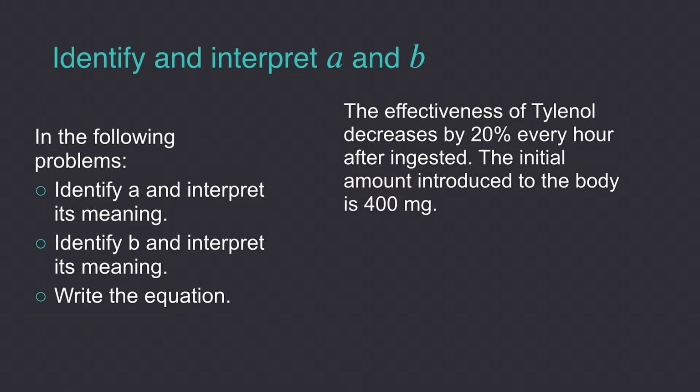So it says the effectiveness of Tylenol decreases by 20% every hour after ingested. So it says decreases, which means minus, it's decay, and we're given a percentage, so that's our rate, every hour after ingested. The initial amount, initial means start, is 400. So our A is 400. It means how much Tylenol we have in our system. So we plug that into our equation. And then we don't know B yet because we are given R.